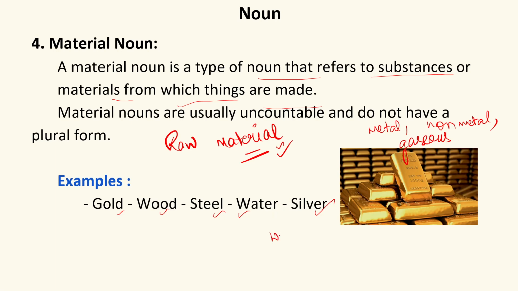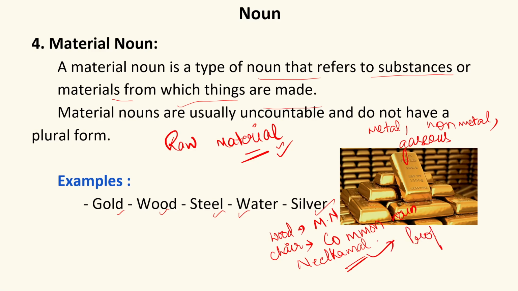For example, if I say wood, this is a material noun. Now, if I say chair, so chair is a common noun. Now, if I say Nilkamal, Nilkamal is actually the brand of chair. Now, Nilkamal is actually the brand given to a finished product. So this brand name is known as proper noun.